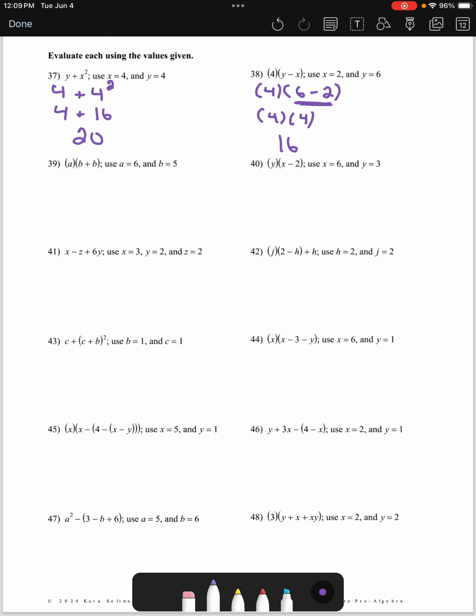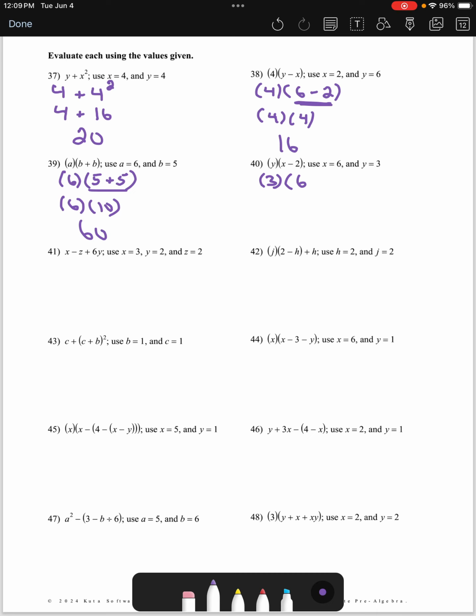Number 39 is showing us that letters can show up more than one time, no big deal. A gets replaced with 6, and every time we see B, we replace it with 5. Notice everything else is the same. I'm copying the parentheses, the plus sign, an exponent, just replacing letters with numbers, and then working out what we have. So 5 plus 5 is 10. It's in parentheses, so the order of operations mandates that we do that first. And then we just have the statement 6 times 10, that is 60.